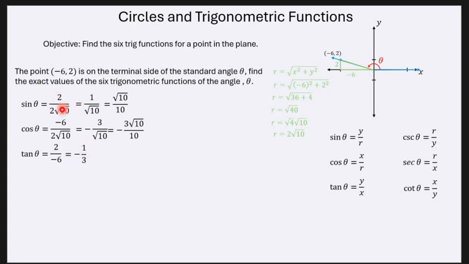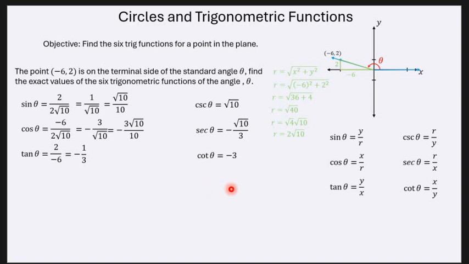So there we found the sine, cosine, and tangent. Now let's find their reciprocals. The reciprocal of the sine is the cosecant, and the cosecant then is just the square root of 10 over 1. That's it. The reciprocal of the cosine is the secant. So the secant is going to be negative square root of 10 over 3. That's it. And the reciprocal of tangent is cotangent. The reciprocal of negative 1/3 is negative 3. So there I have all 6 trig functions for this point on the terminal side of an angle.